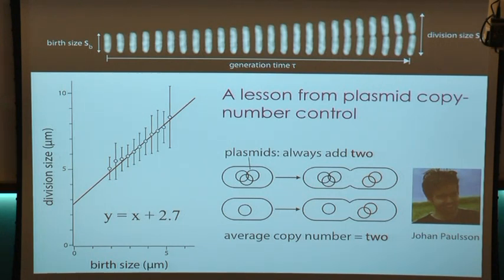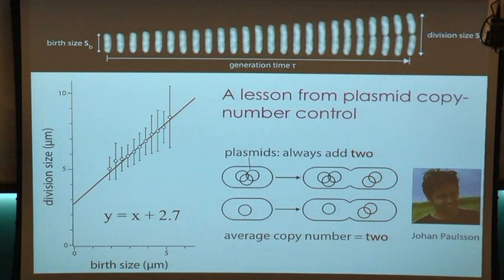You write down the equations, and after one line, you will see immediately that on average, this population of E. coli cells will have only 2 copies of plasmids per cell. And that changed everything. We looked at our data. We realized that instead of this line being y equals 2x, this was y equals x plus some constant.